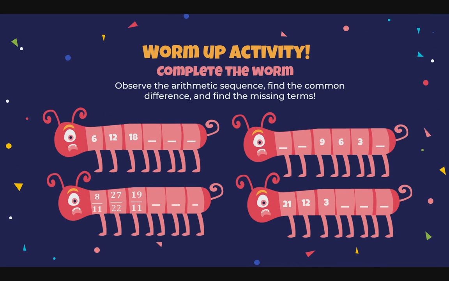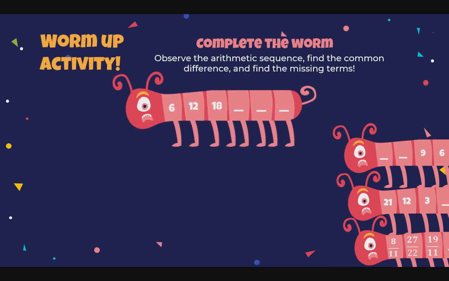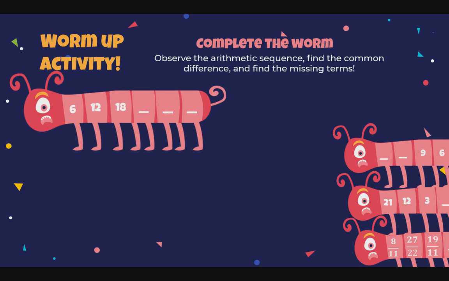Next, let's have this warm-up activity to warm up our minds. Complete the table, observe the arithmetic sequence, find the common difference, and find the missing terms. So first, let's have this one. 9, 12, 18, blank, blank, and blank. What do you think the common difference is?